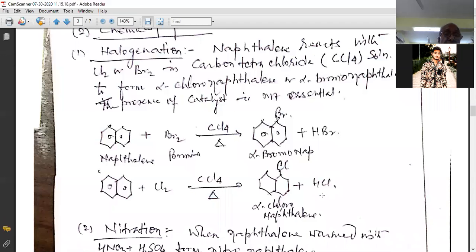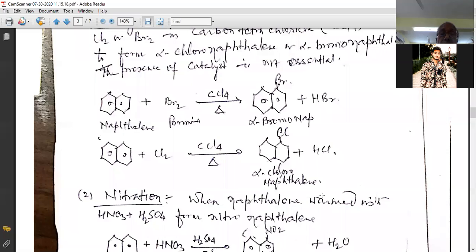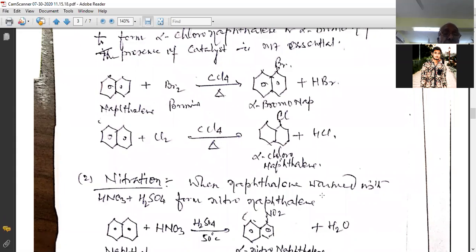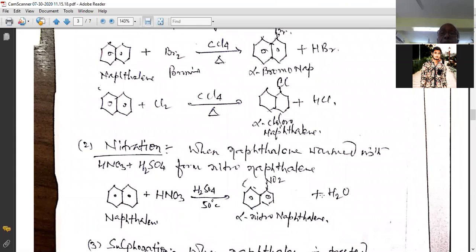And similarly, when naphthalene is treated with chlorine in the presence of carbon tetrachloride after heating, we get alpha chloronaphthalene with HCl. So we get the halogenated end product, which goes on at the first position, that is the alpha position.